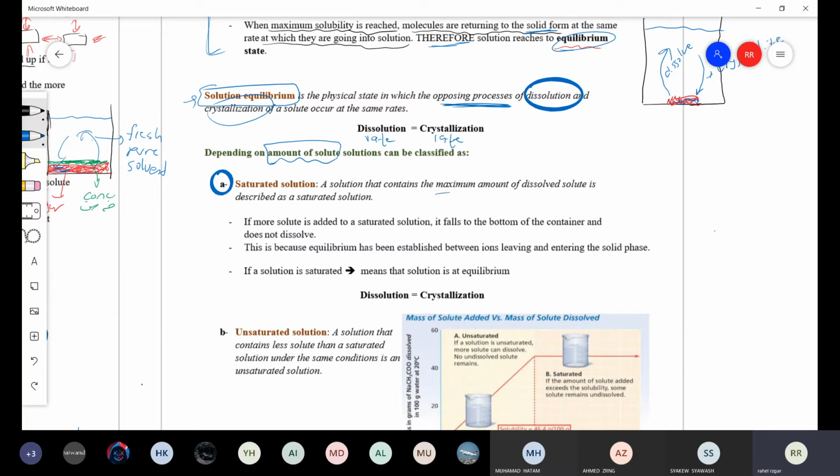So if it contains the maximum, what does maximum mean? It means that it cannot dissolve any more solute. It cannot dissolve anymore. It has reached its maximum limit. That was the limit we talked about.